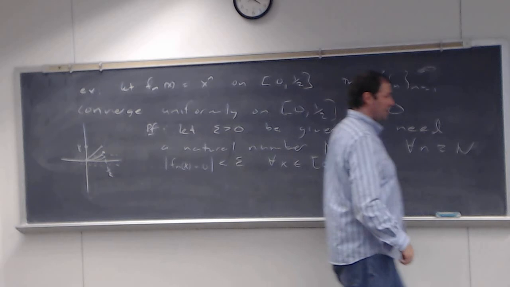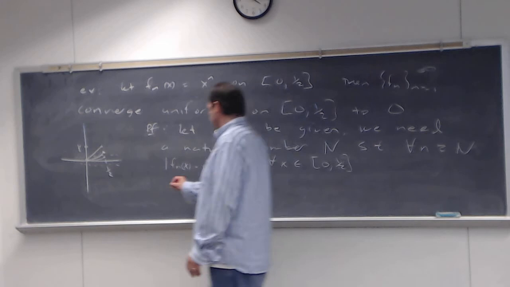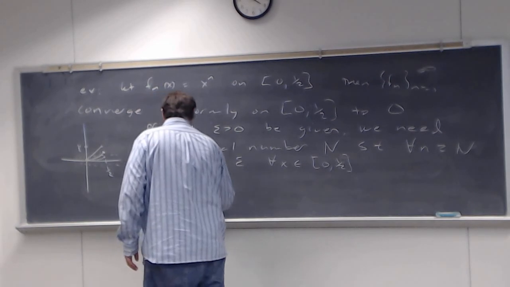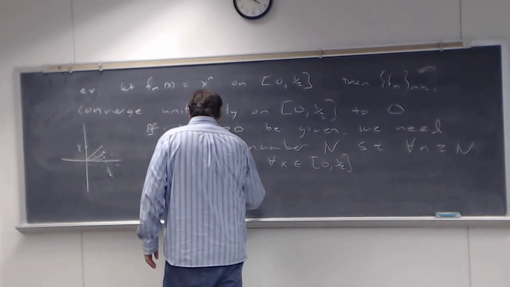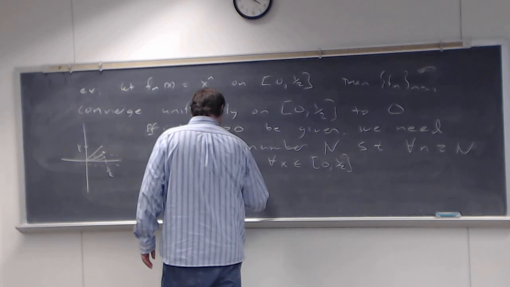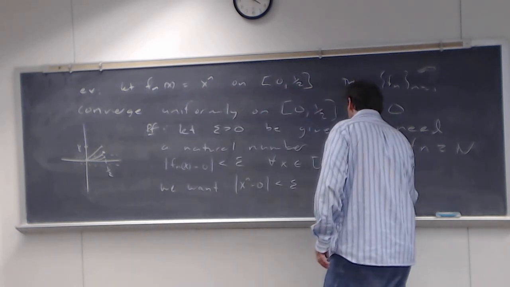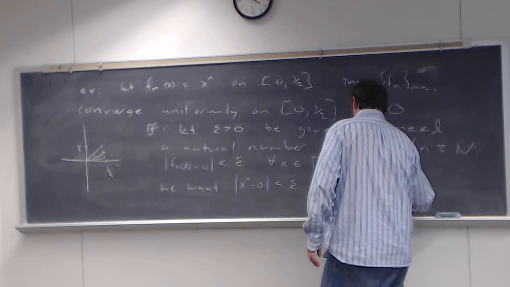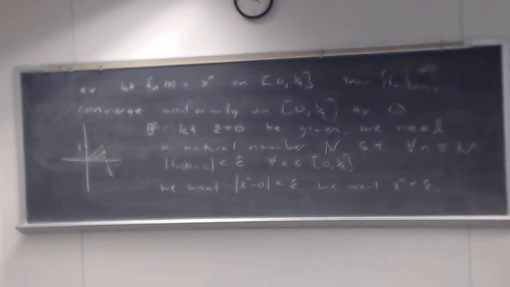So I'm looking for this N. And I would say we want f sub n of x, again, is x to the n, minus 0 to be less than epsilon. That is, we want x to the n to be less than epsilon. That's what I want for all n's bigger than a certain number.